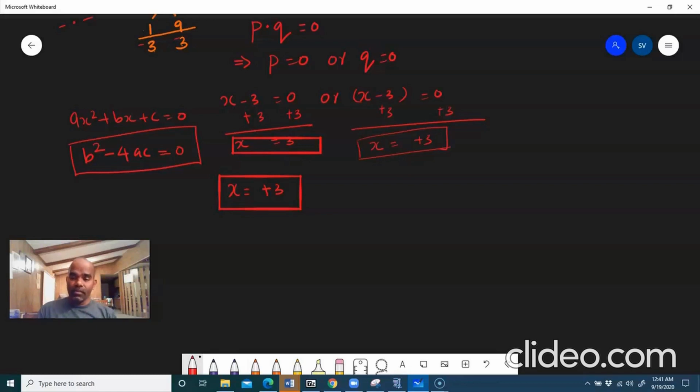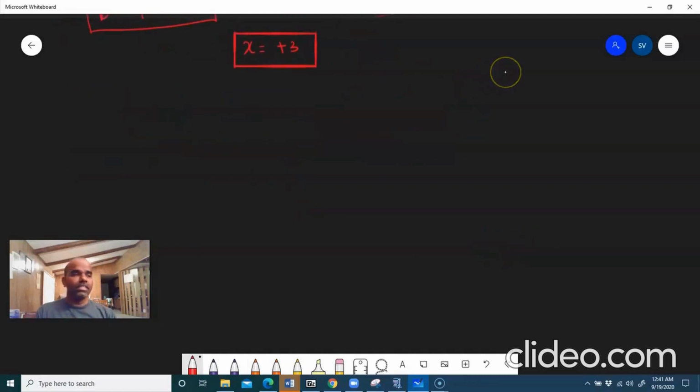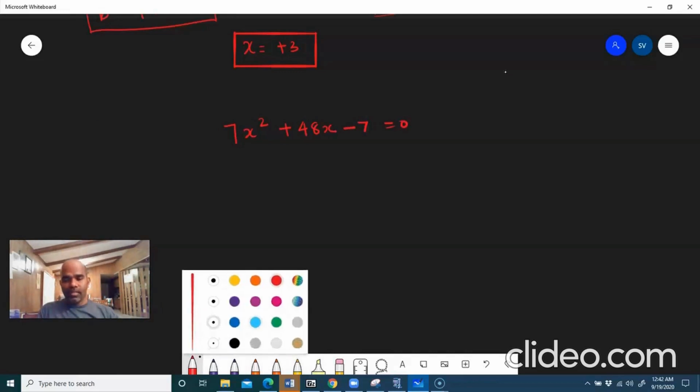Okay, so that is the first kind of question. And the second kind of question, I'm going to write here. The second kind of question is this. It is 7x square plus 48x minus 7 equal to 0. Okay, 7x square plus 48x minus 7 is equal to 0. Okay, let me try with a different color.